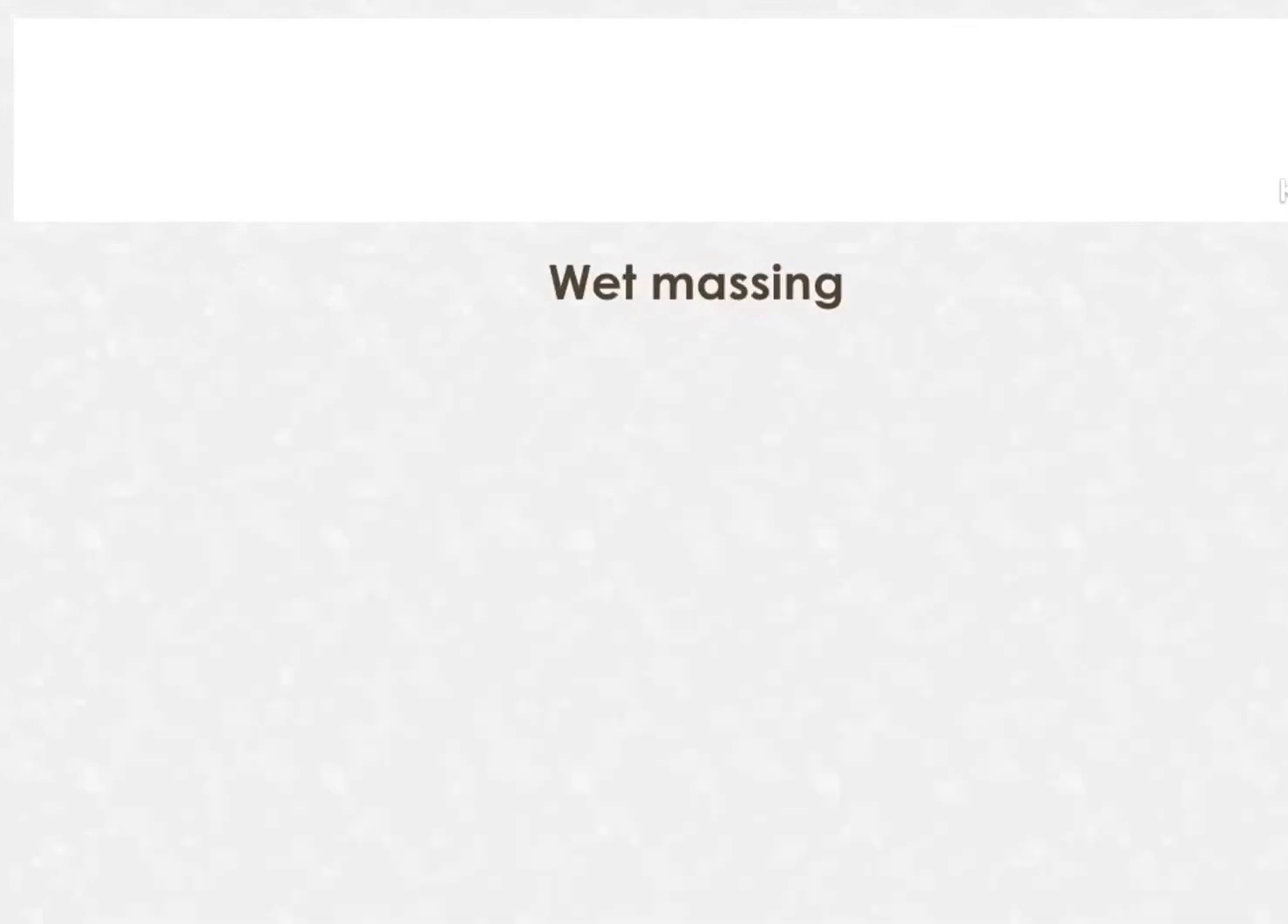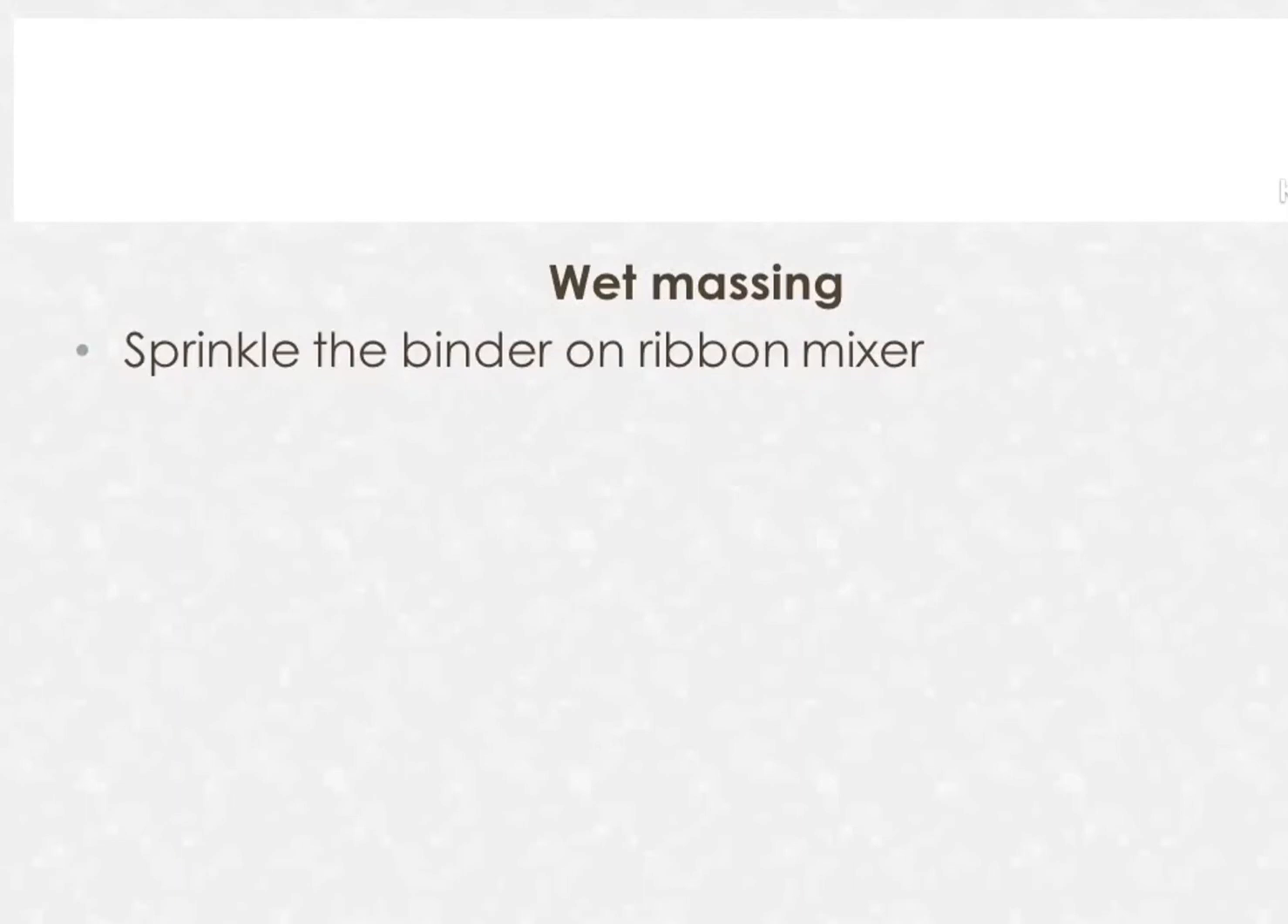And the fourth step is called wet massing. In this step we sprinkle the binder on the ribbon mixer. The ribbon mixer was used to mix the product, and now in the wet massing step we just sprinkle the binder on the ribbon mixer. For example, it can be gelatin paste or starch paste. We will sprinkle this binder on our ribbon mixer while it's processing.